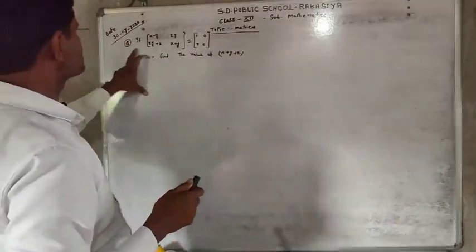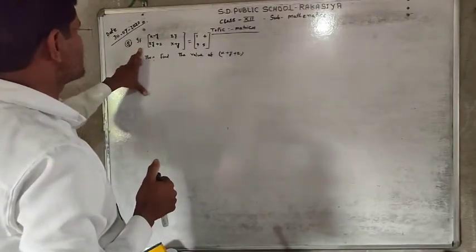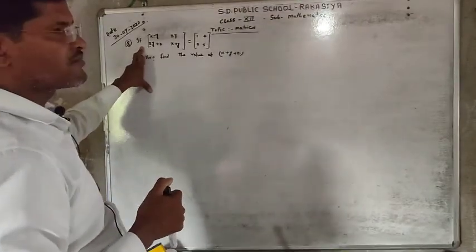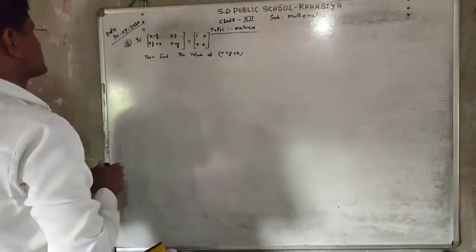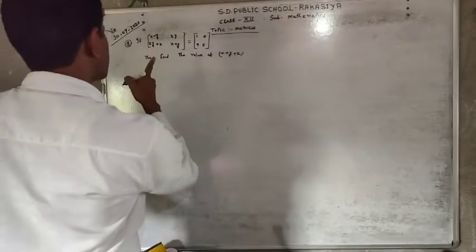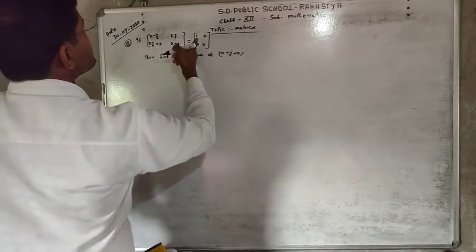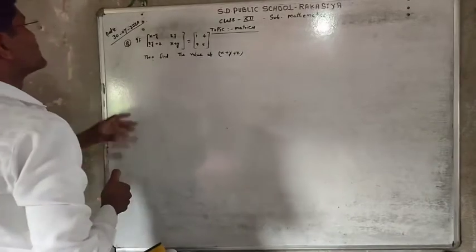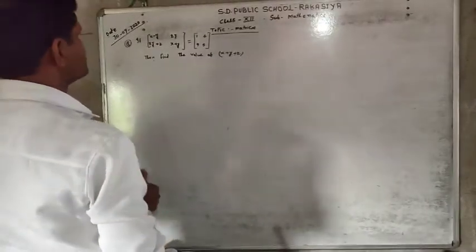In the previous class, we read about some examples and exercises, some problems belonging to summation of matrices, meaning addition of matrices. Now, here is a problem which is given that the matrix with elements x minus y, 2y plus z, 2y, and x plus y is equal to the matrix 1, 4, 9, 5. Then find the value of x plus y plus z.